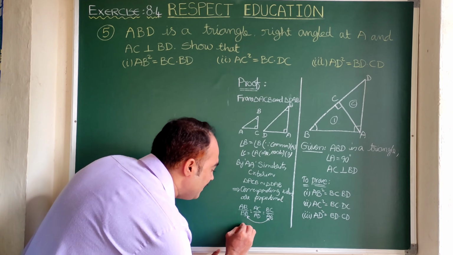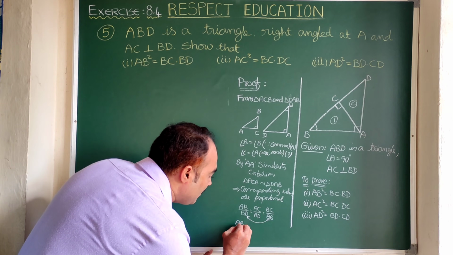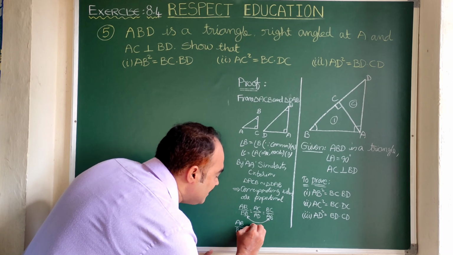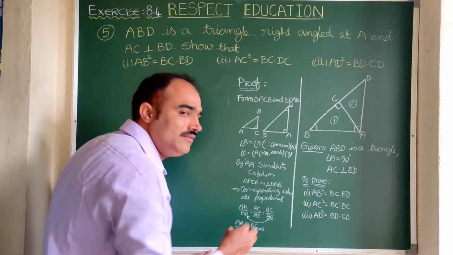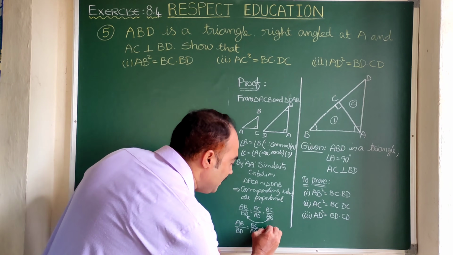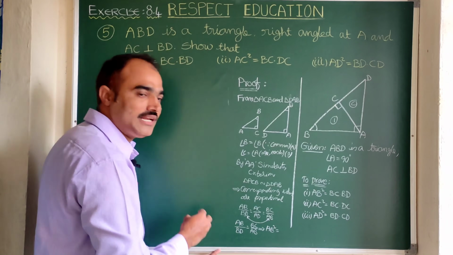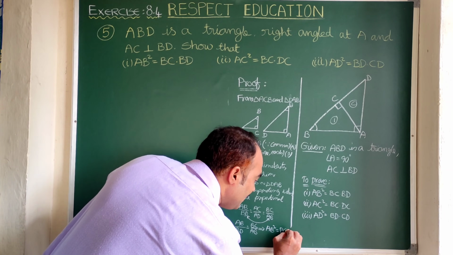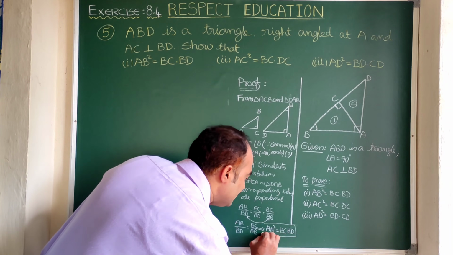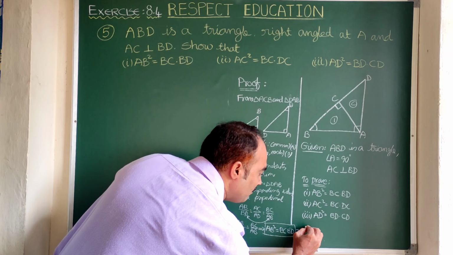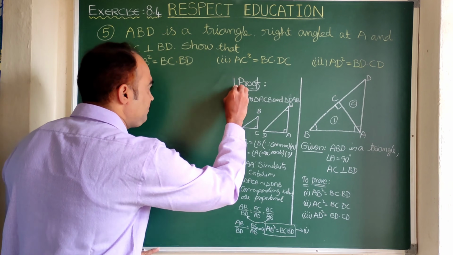For your understanding, I am writing one more step: AB by BD is equal to BC by AB. Now let us do cross multiplication. AB into AB is AB square, equal to BC into BD. That is what is required here. So with this, the first bit gets completed. Now we are going to prove the second bit.